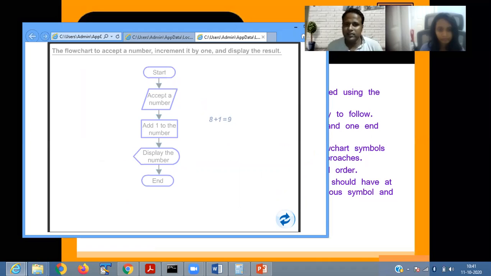But in the case of the decision box or decision making symbol, it will contain three flow lines. In other symbols, it has two flow lines. In the decision box only, it contains three flow lines. Clear? Yes, clear. Okay.